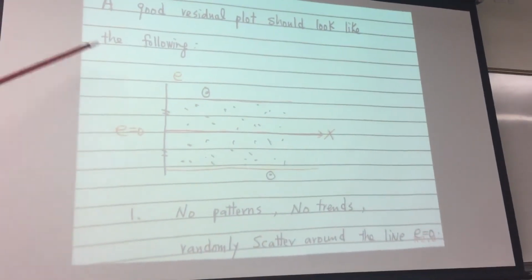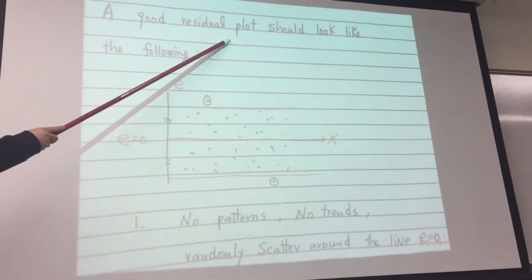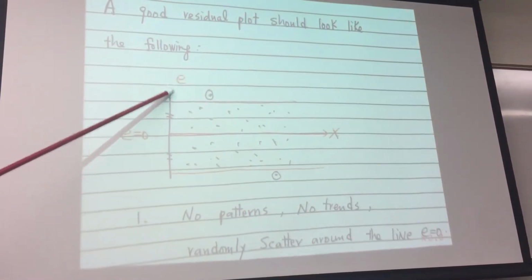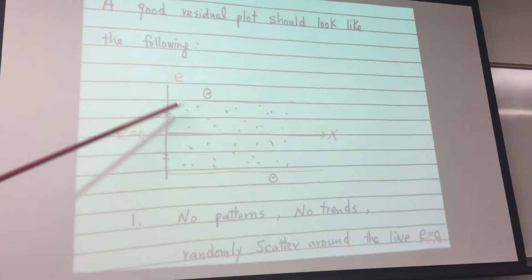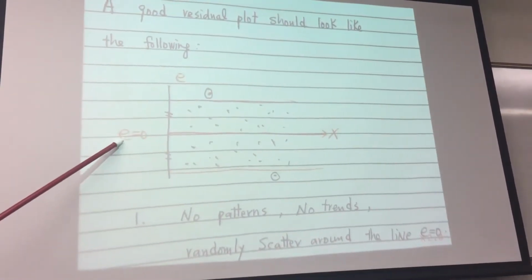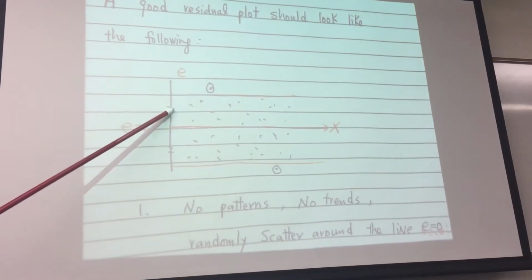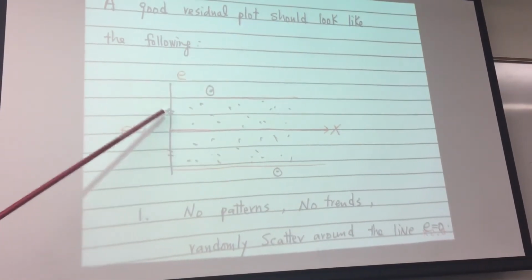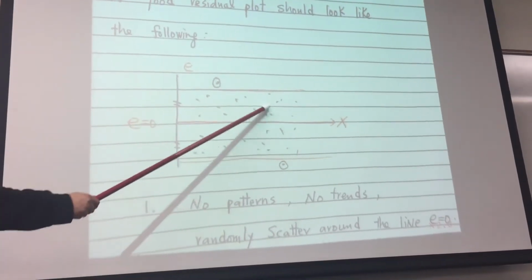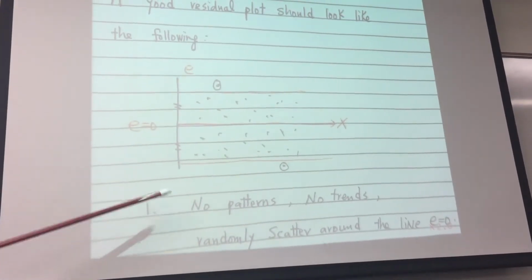Okay? What should a good residual plot look like? Look at the graph. The vertical axis is the prediction error, the horizontal axis is x, and this is E equal to 0. These two bands are of about equal width. Is that okay? And observations are randomly scattered around E equal to 0. So that is a good residual plot.